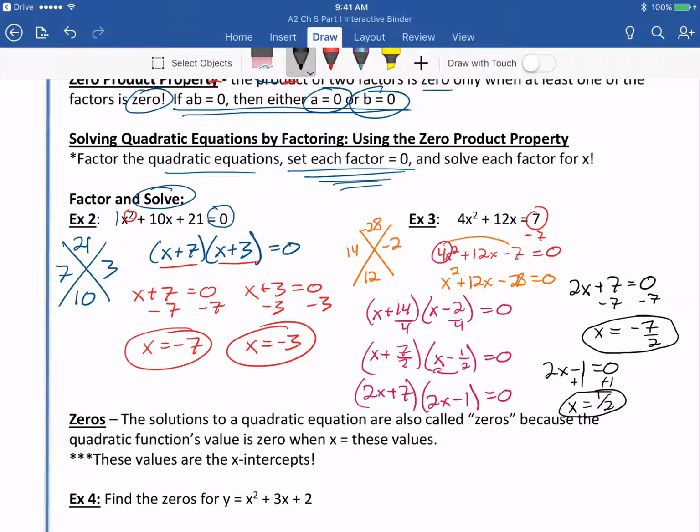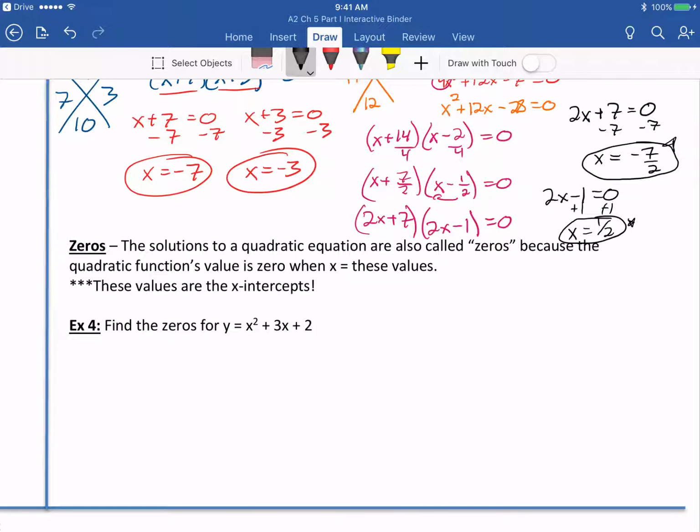So I know I got a lot of work in a little space there, but you should get x equals -7/2 and x equals +1/2. All right, so factor it, set those guys equal to 0. Okay, so here it says the solutions to a quadratic equation are called the zeros because the quadratic function is 0 when x equals these values. These are the x-intercepts. So that's when we were graphing those before and we had our x-intercepts as our p and our q. Those are what our answers were, or our zeros.